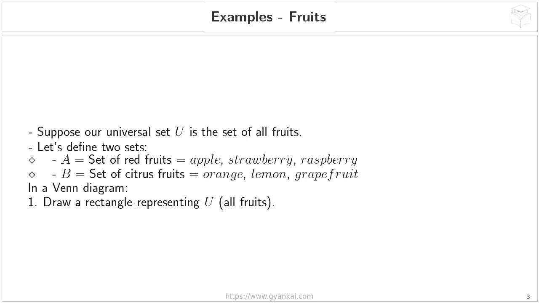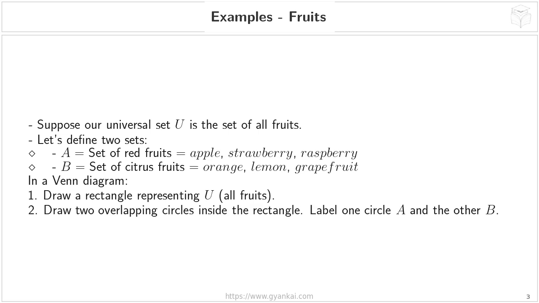Now let's see how this looks in a Venn diagram. First, as we've learned, we always start by drawing a rectangle. This rectangle represents our universal set, U, which, again, is all fruits. Next, inside that rectangle, we draw two circles.